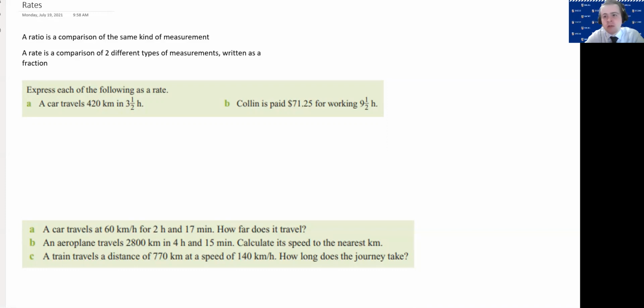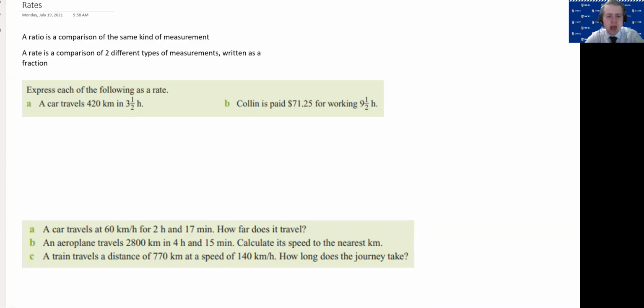Now we write rates as a fraction. So the word per, when we say kilometers per hour, for example, is just shorthand for divided by. Essentially, to find a rate, we just take one quantity and divide it by the other quantity, and we get the rate with the units written as something per something. So kilometers per hour.